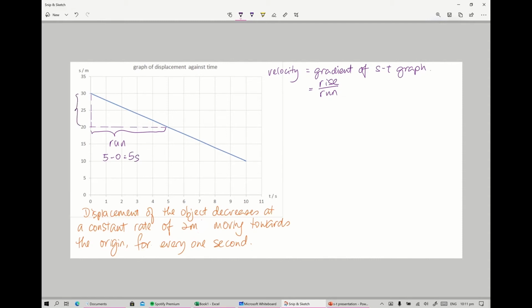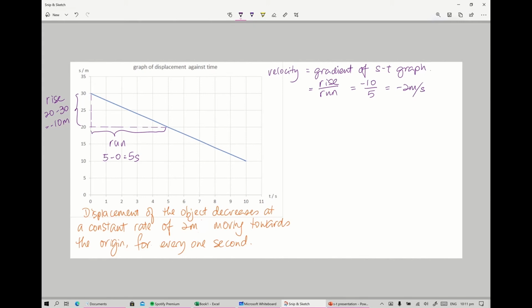This will be my rise. So when time increases from 0 to 5 seconds, the displacement decreases from 30 meters to 20 meters. So the final displacement is actually 20 meters. We take the final minus the initial, which will give me minus 10 meters. And here minus 10 over 5, minus 2 meters per second.